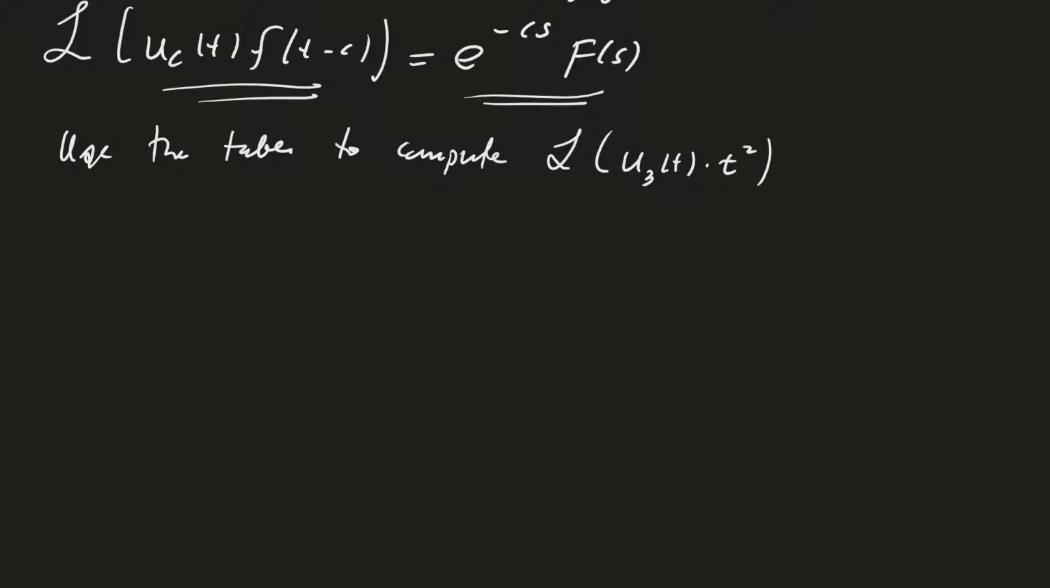So if we look at our table entry here, I see that t squared needs to be f of t minus 3, right? So let's make a note of that. We need f of t minus 3 to be equal to t squared. And now the second thing to notice is that this is not the Laplace transform of f of t minus 3, right? This is the Laplace transform of f of t. And so I don't know what f of t is. I only know what f of t minus 3 is right now.